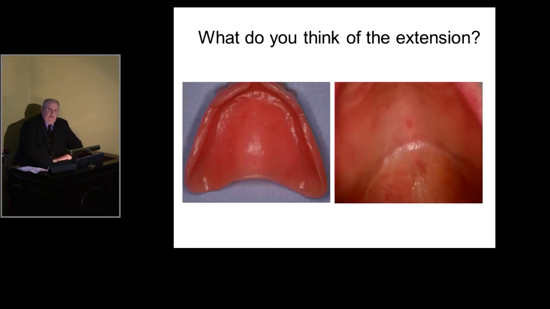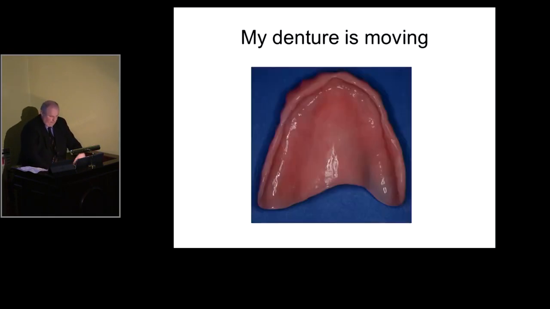So what do you think of the extension of this denture yourself? Well, when we look at the tissues here, that's the outline of the denture. That's the fovea palatini there, so this denture is underextended. Will it have maximum retention? No. Is surface area a big deal for dentures? Huge.